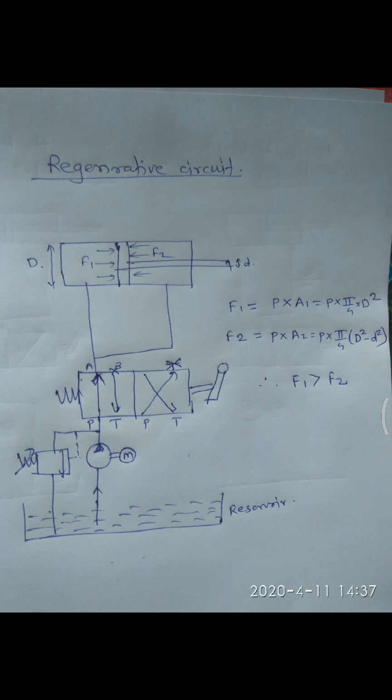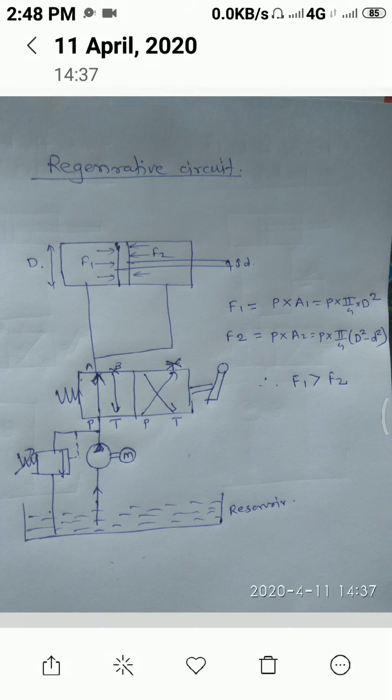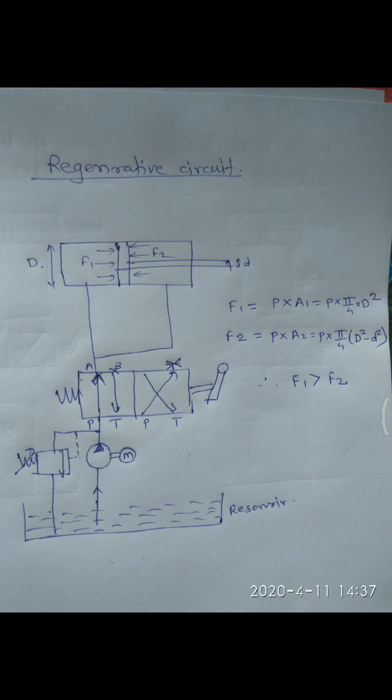On both sides, whatever pressure is generated by the pump, P is there. Now we need to focus on the force generated using the same pressure P. Let us calculate the force. How do we calculate F1? F1 is equal to P into A1, the total area of the piston. If capital D is the diameter of the piston, we can write the force F1 as P into pi by 4 into D square.